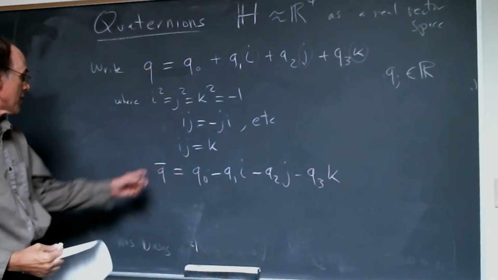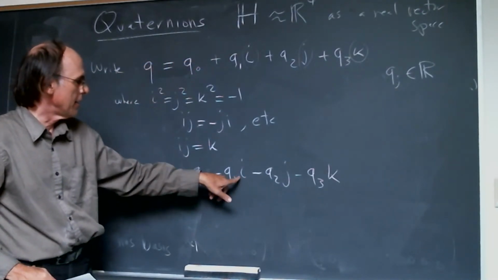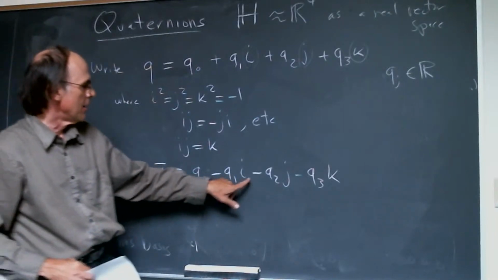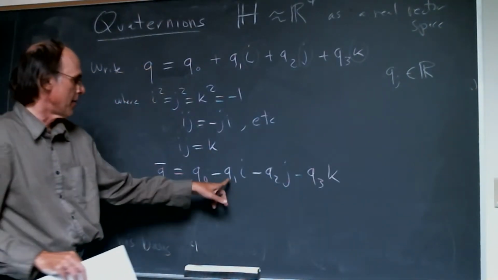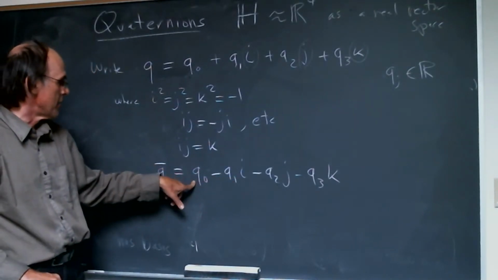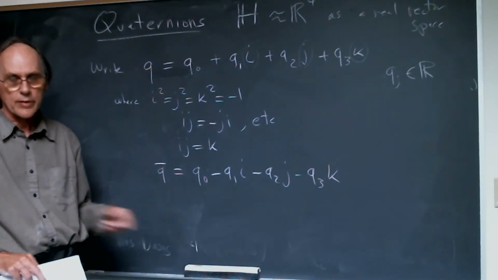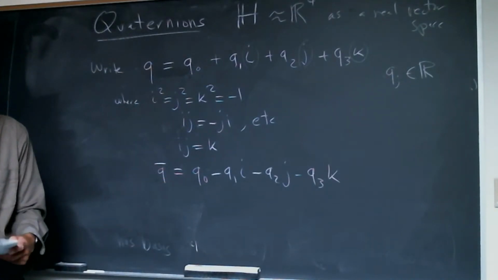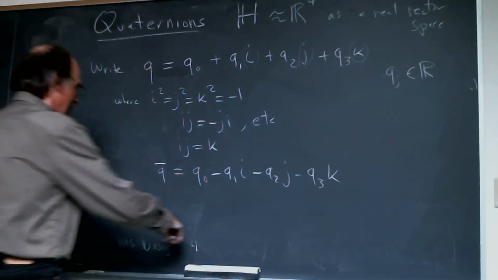So there's a conjugation operation on the quaternions. Things of this form are often called imaginary quaternions. They change sign under conjugation, whereas this real part doesn't change sign under conjugation. Then, to do computations, you find the length.